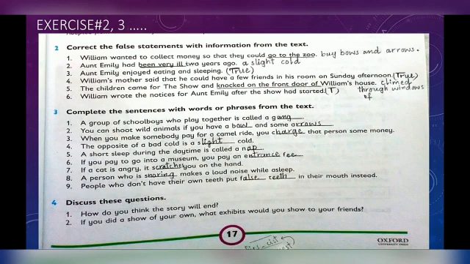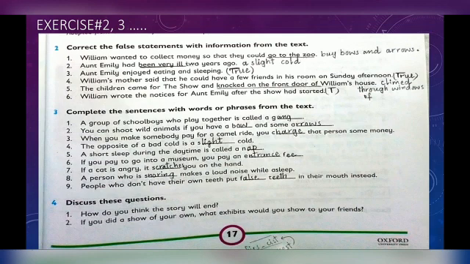Number 5: The children came for the show and knocked on the front door of William's house. So here the underlined words are "knocked on the front door of." These are wrong. In place of these words we will write "climbed through windows of William's house."